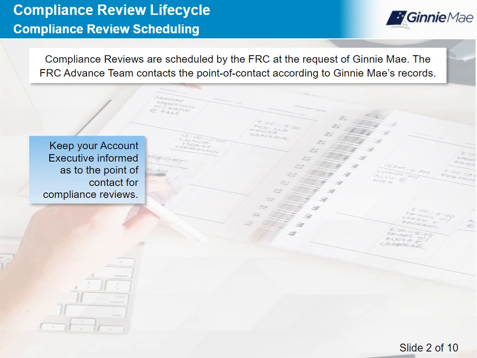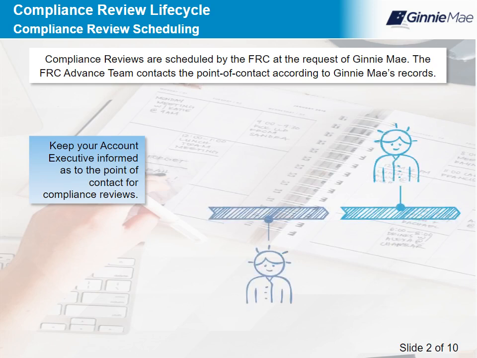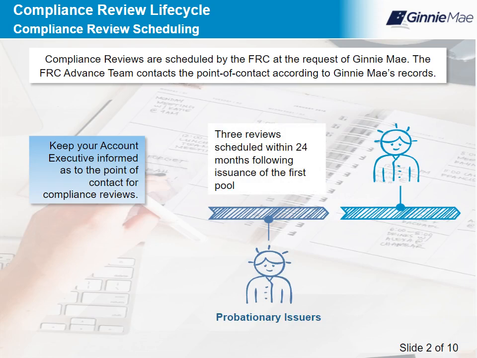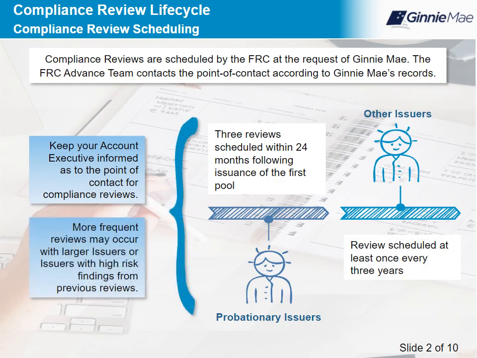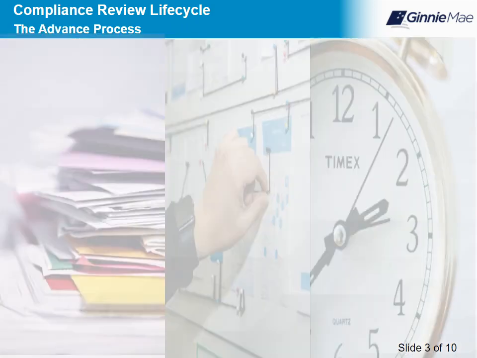General rules to determine review frequency include: for probationary issuers, 3 reviews are scheduled within 24 months following issuance of the first pool. For all other issuers, the review is scheduled at least once every 3 years. Reviews could be more frequent based on the risk profile of the issuer. More frequent reviews may occur with larger issuers or issuers with high-risk findings from previous reviews. Select Next to continue.